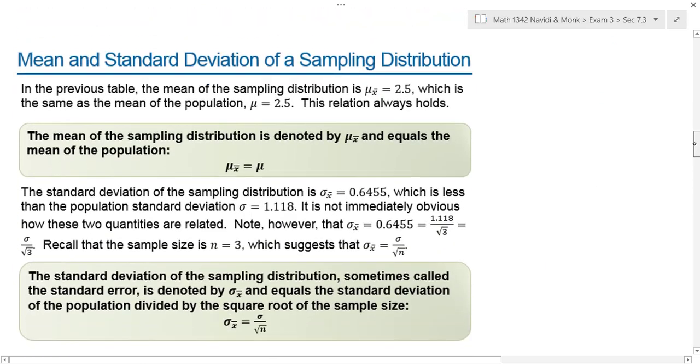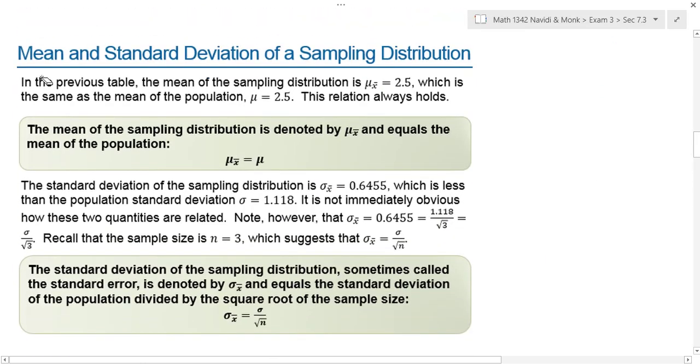And what we observe then is that the mean and standard deviation of a sampling distribution have a known relationship. First of all, the mean of the sampling distribution is denoted by mu sub x bar and equals the mean of the population. This is our mean of sample means, and that is equal to the population mean. That means that the mean would be an unbiased statistic. Anytime the sampling distribution of something is equal to the population thing, we say that statistic is unbiased. The mean is unbiased.